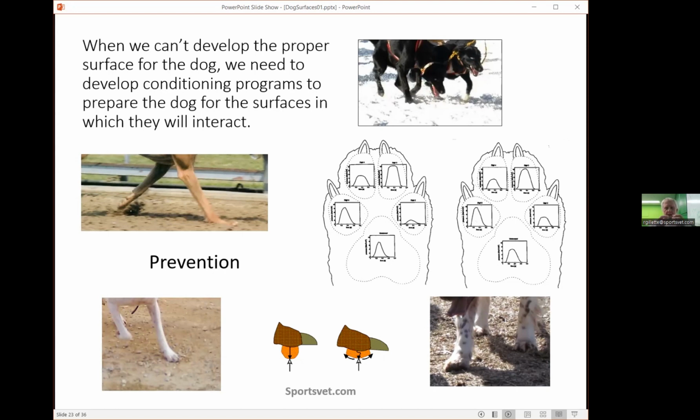Every time the pad comes down, it's distracting or pulling the pad tissue apart. It actually can be sutured and healed. It just, you have to address it appropriately.